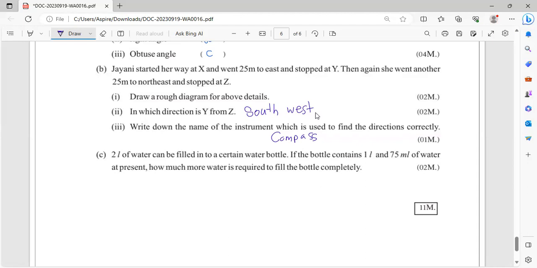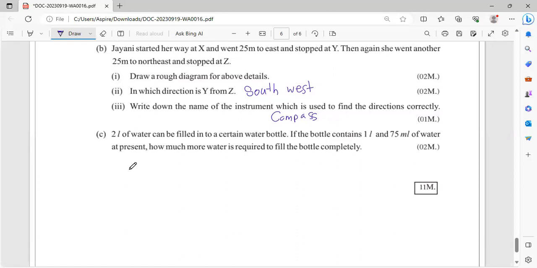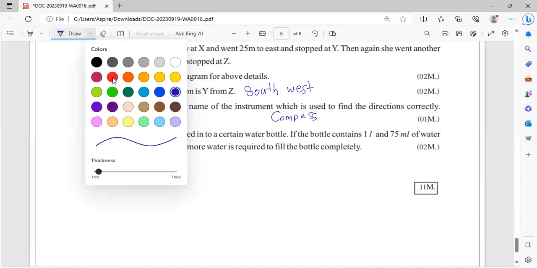අපි යමු ඉස්සරහට. 2 liters of water can be filled into a certain water bottle. If the bottle contains 1 liter and 75 milliliters of water at present, how much more water is required to fill the bottle completely? To find this answer, should we do a subtraction or addition? Can you read the question correctly and tell me?